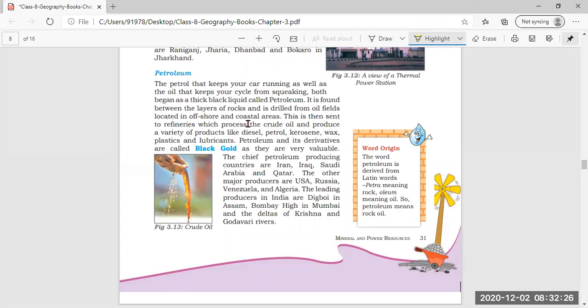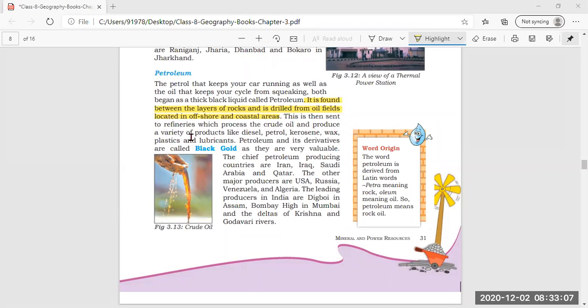It is found between the layers of rocks. Now where is this found? It is found in the layers of rocks and is drilled from oil fields located in offshore and coastal areas. Then this is sent to refineries. Now, what are refineries? They are factories where a substance is made pure by having other substances taken out of it. So the petroleum is made pure by taking out other substances which are present in it.